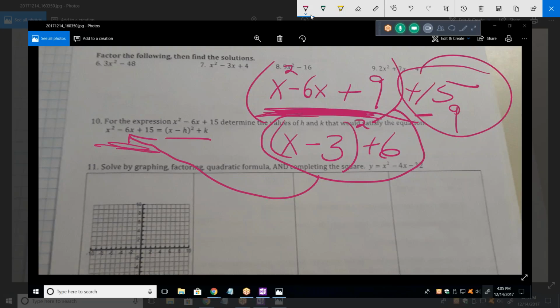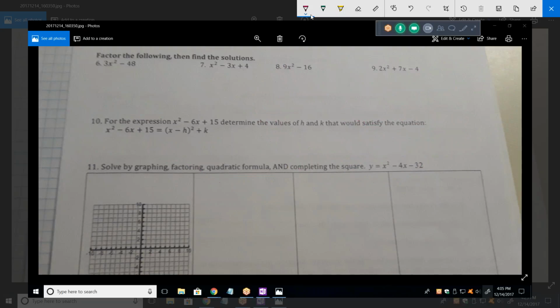You've got to be able to complete the square. You just can't go anywhere in algebra without completing the square. Okay. Scroll down a little bit.